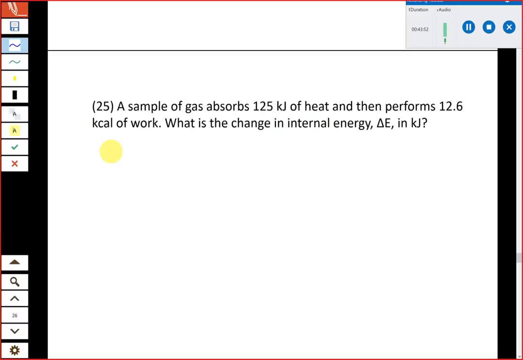So the first question here, we have a sample of gas that absorbs 125 kilojoules of heat and then performs 12.6 kilocalories of work. What is the change in internal energy, delta E?